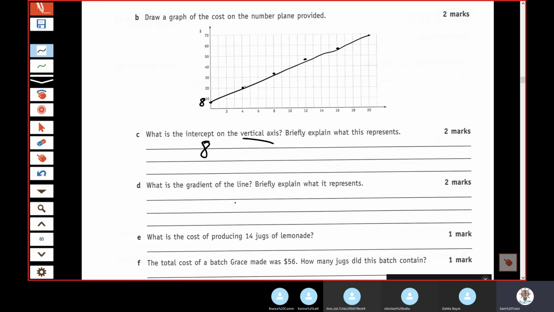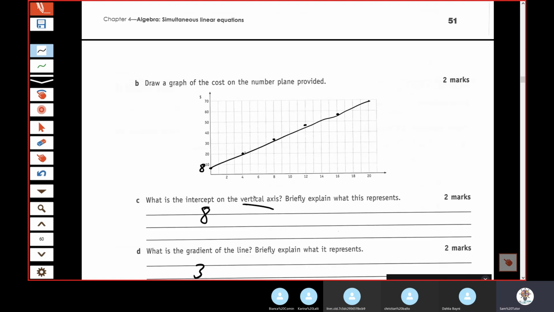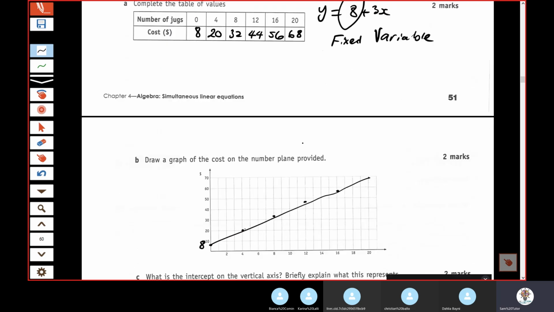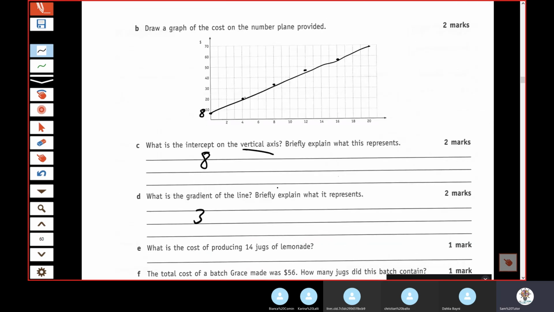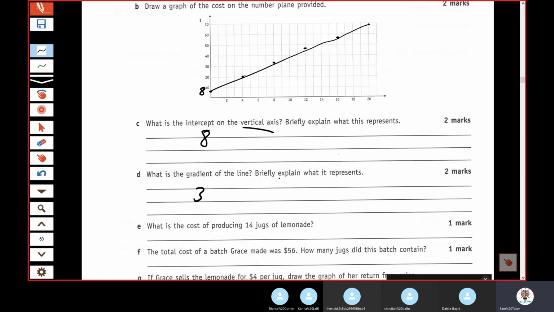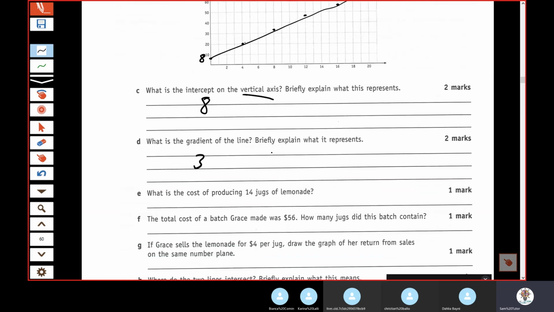What is the gradient of the line? We said 3. Briefly explain what this represents. Variable cost. The price per jug, I think. Yeah. What is the cost of producing 14 jugs of lemonade? Well, 8 plus 3 times 14 is $50.